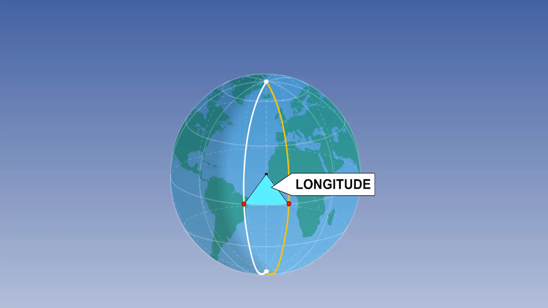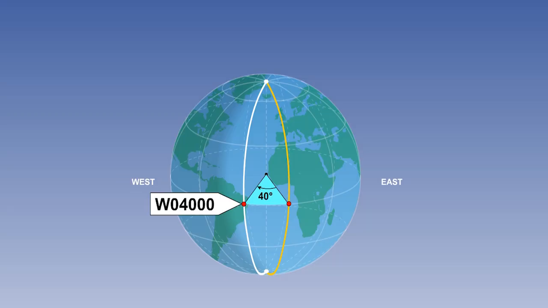The angle is measured in terms of whether it is east or west of the Prime Meridian. In this example on the screen, the longitude is west of the Prime Meridian. If the angle at the centre of the Earth between these two meridians was, for example, 40 degrees, then the longitude would be west 04000. This means that the longitude is 40 degrees 0 minutes west of the Prime Meridian.